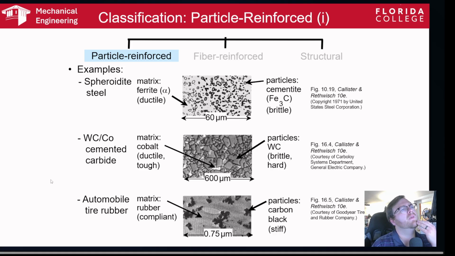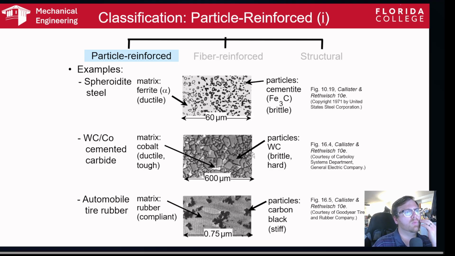Okay, so here are some examples, though, of particle reinforced composites. And here they're talking about spheroidite steel. Like, we already said that natural materials don't really count, but we'll go ahead and give it to them. Spheroidite steel, because we have the spheroidite that's embedded in a ferrite matrix material, right? So the ferrite is actually quite ductile, whereas the cementite particles are quite brittle, and this creates a composite type material.